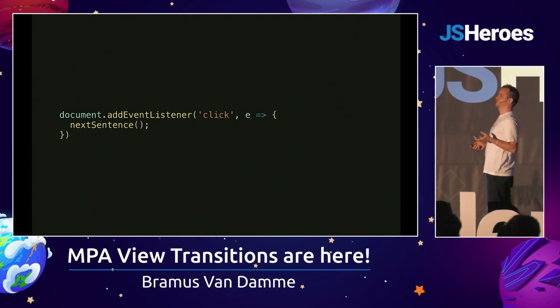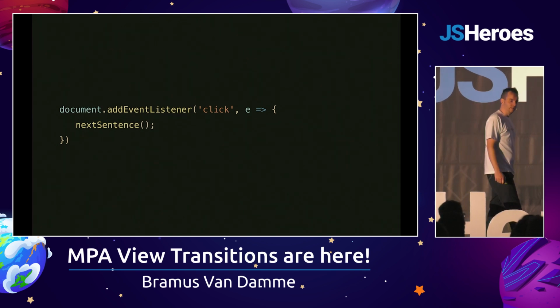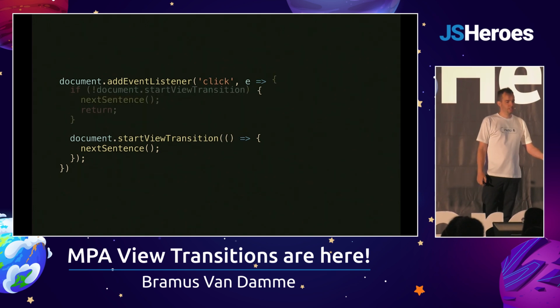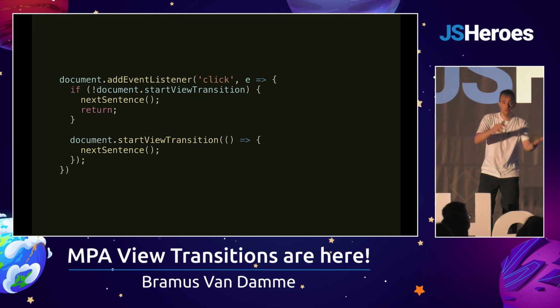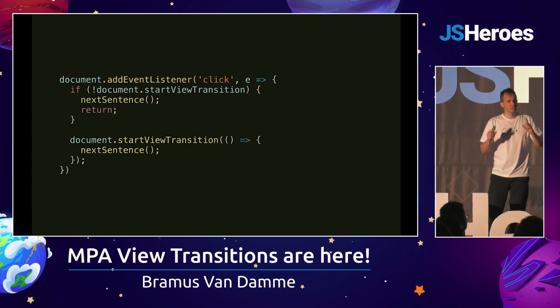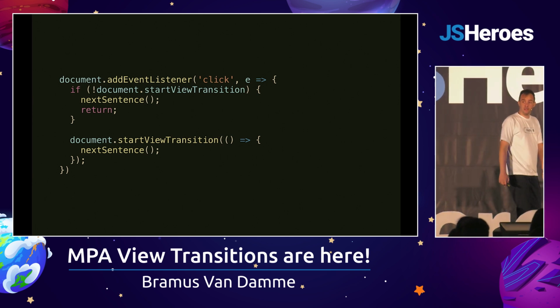Now, to add view transitions to this, it's really easy. You take that thing that updates the DOM, so that's the nextSentence method. Well, you wrap that one in document.startViewTransition. And of course, for browsers that don't speak it, remember, progressive enhancement, you add this fallback right here that says, hey, if you don't speak document.startViewTransition, just update the sentence. But if you do speak it, well, then document.startViewTransition. And just like that, magic happens.